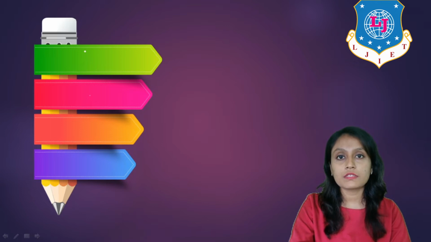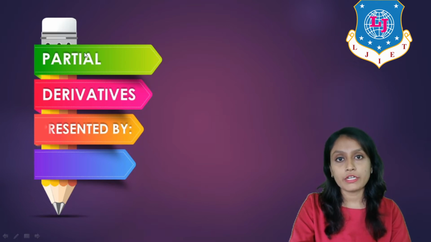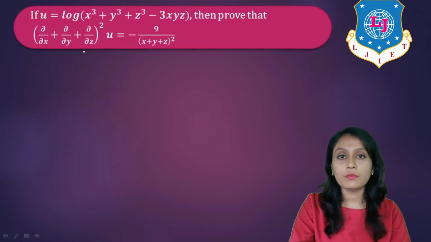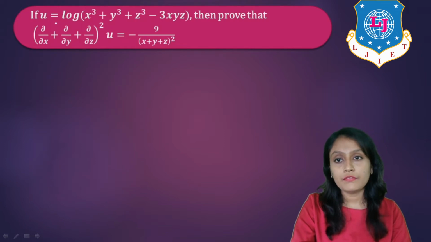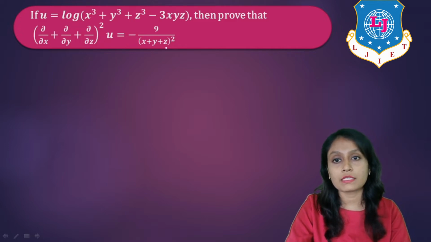Today we will discuss a few examples of partial derivatives. So let's begin with the first example. If u is equal to log of x cube plus y cube plus z cube minus 3xyz, then prove that (del by del x plus del by del y plus del by del z) whole square into u is equal to minus 9 upon (x plus y plus z) whole square. So let's begin with the solution.